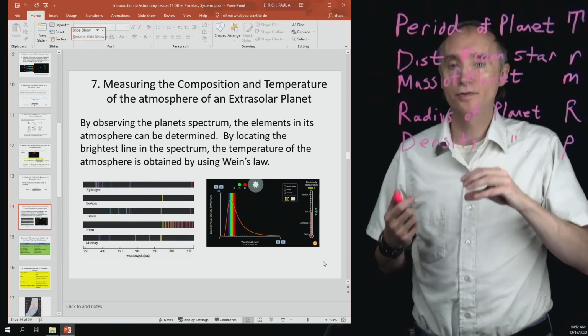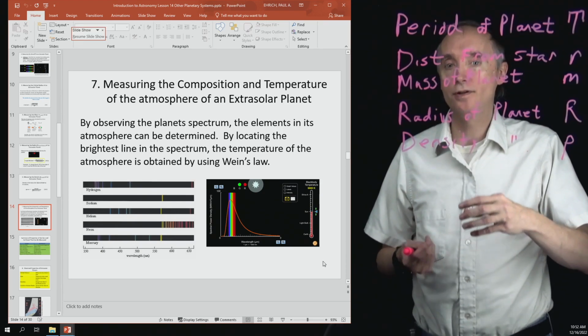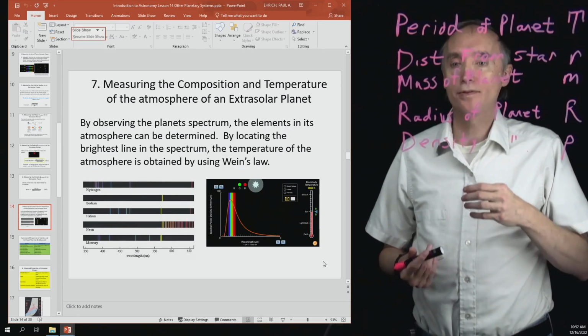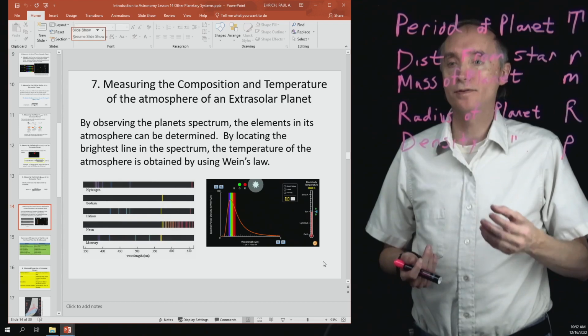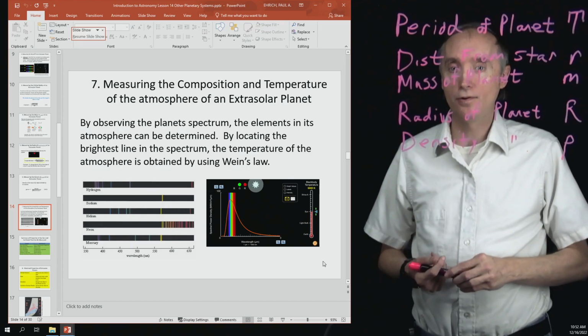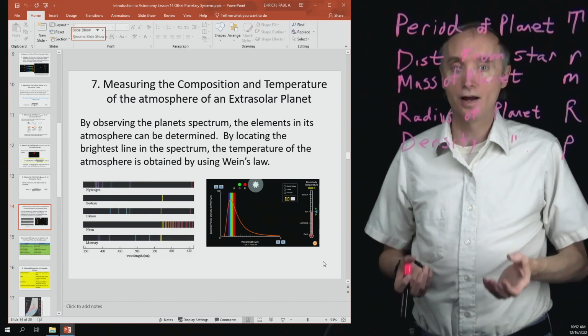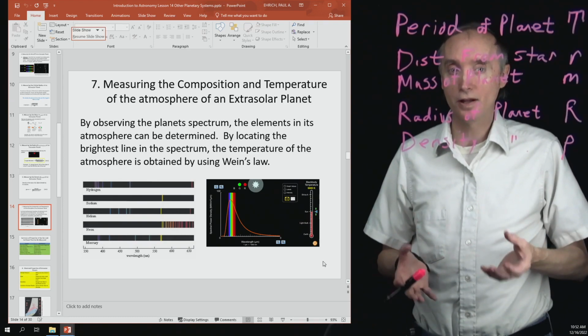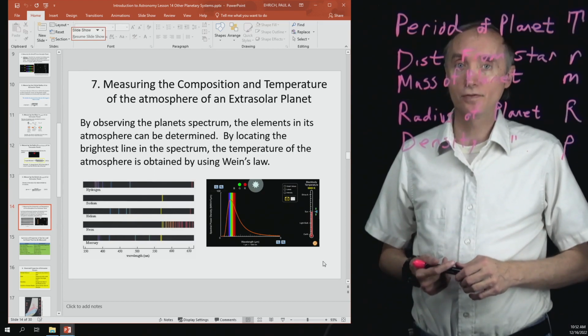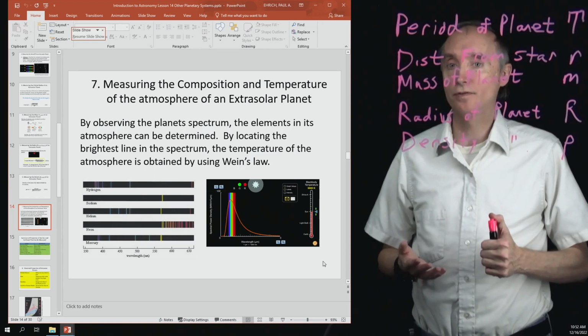Hydrogen is going to be different than helium. Helium is going to be different than carbon. So if we look at the different colors given off by the spectrum of this planet, we should be able to figure out what the atmosphere is like on this planet. What's it composed of? Does it have oxygen in its atmosphere, or is it mainly just composed of hydrogen and helium?